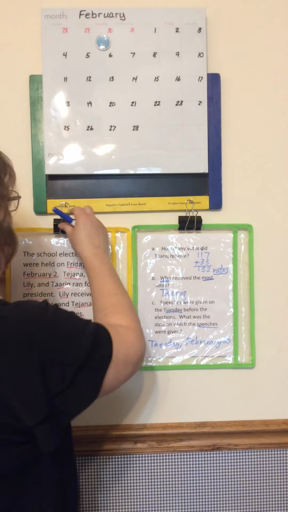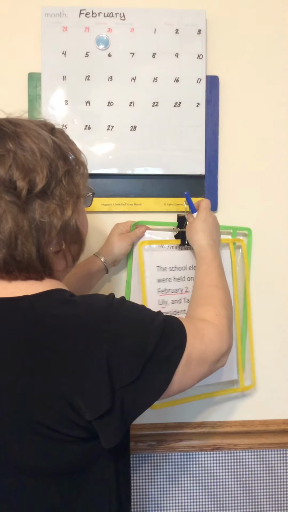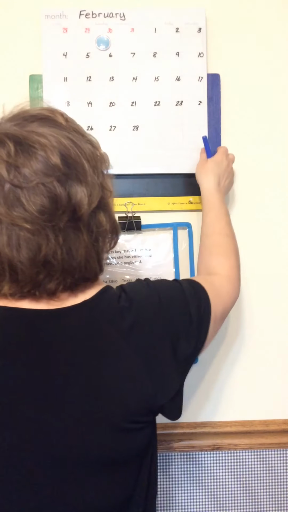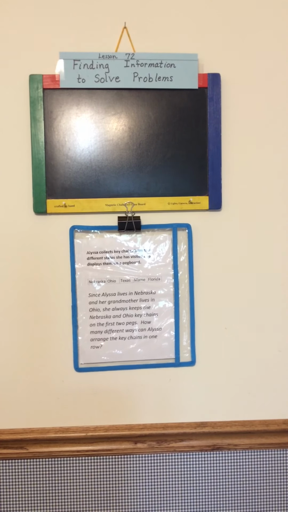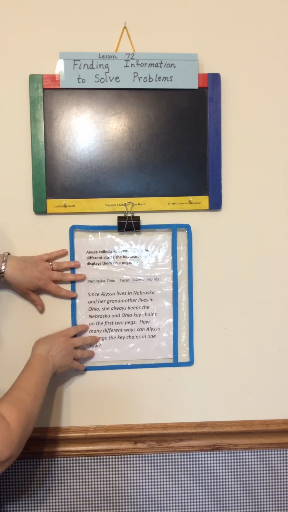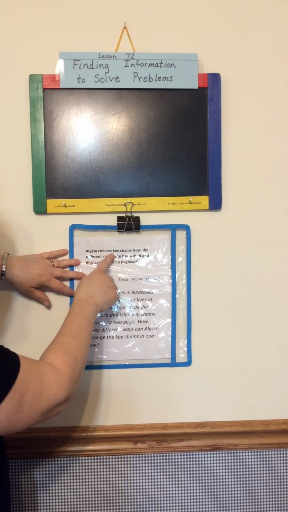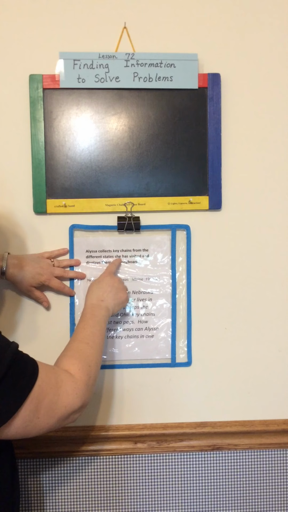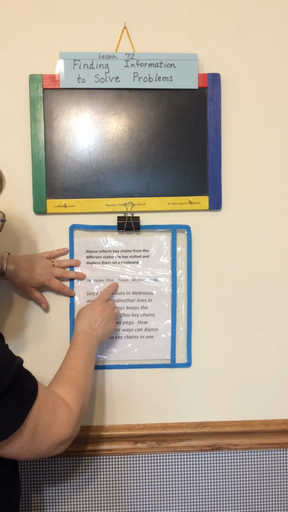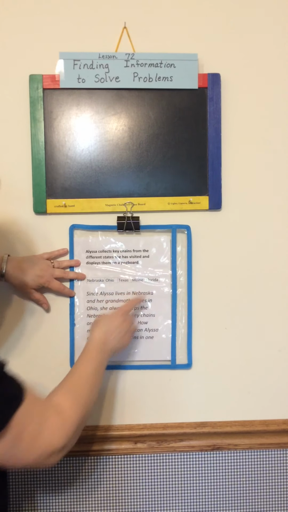Let's try one more just to make sure that we have this. This is a little bit different, but we're going to use a few different items as well. So let's look at this question, this section right here, story. Alyssa collects keychains from different states she has visited and displays them on a pegboard. Nebraska, Ohio, Texas, Maine, and Florida.